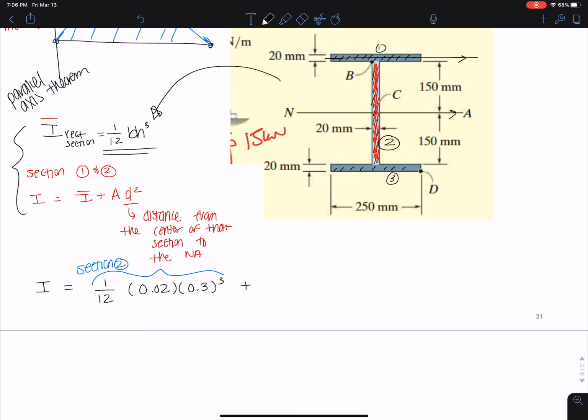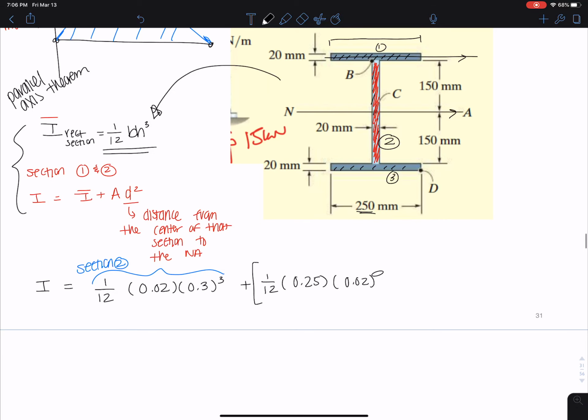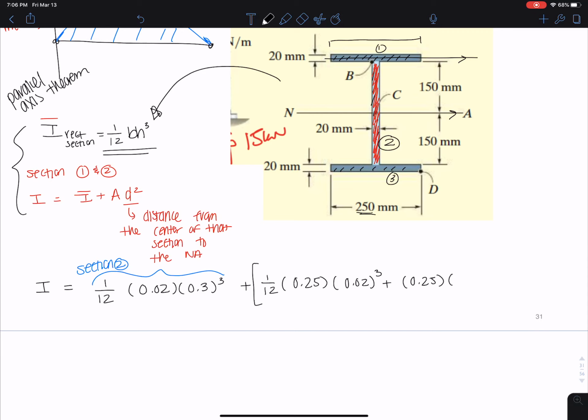So section 1 is going to be 1/12, I'm going to put it in big brackets, times B of that section, which is 0.25. This 250 millimeters, right here, same up here, right? Times H, 0.02 cubed. Oops, that's not a cube symbol. This is the cube symbol. Now I need to add the area, 0.25 times 0.02, times that D value.